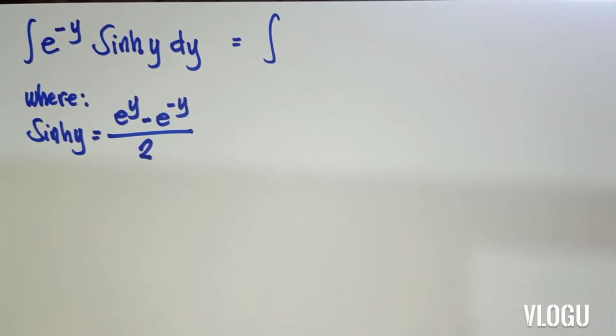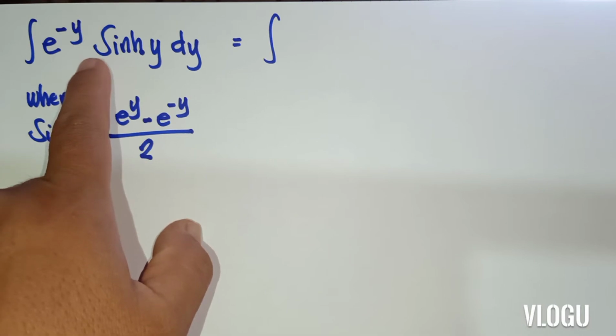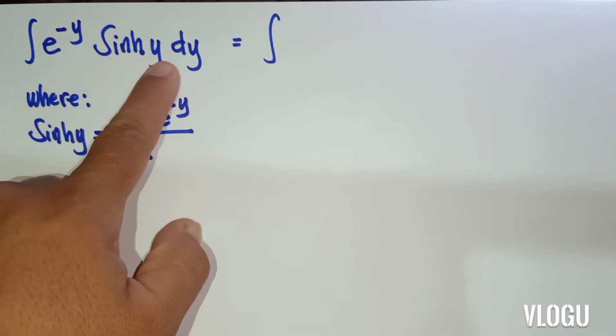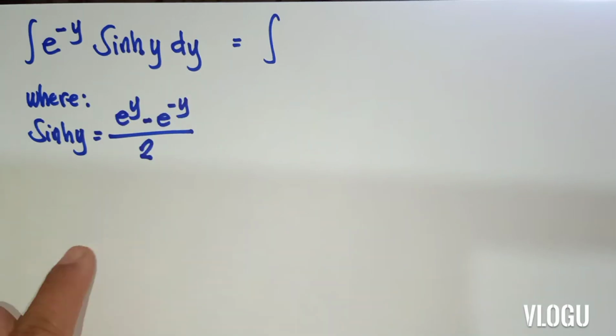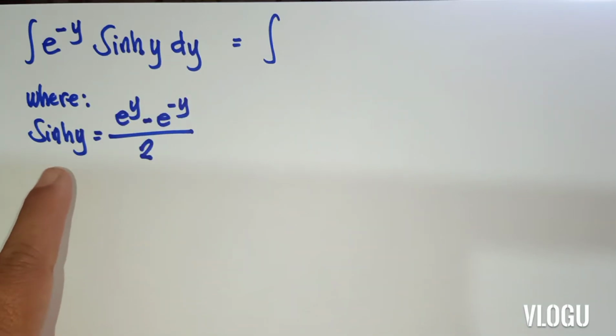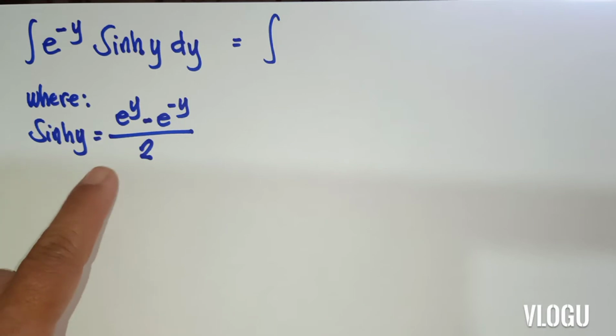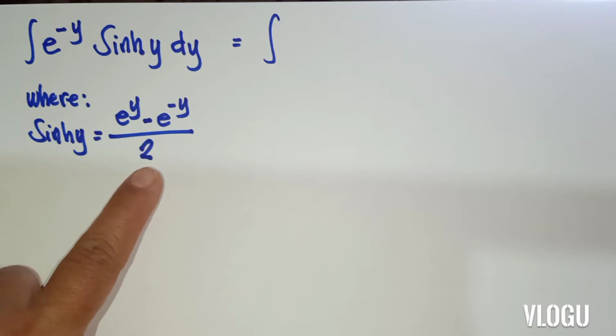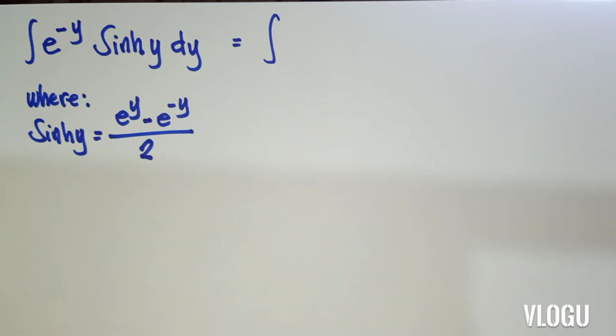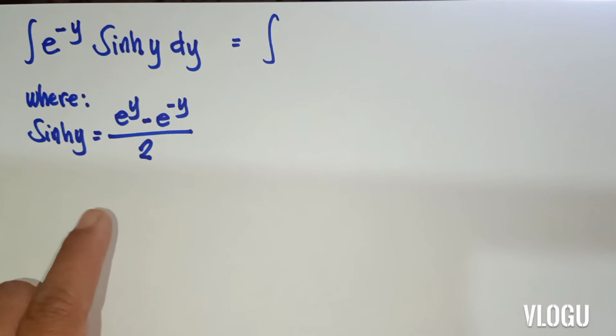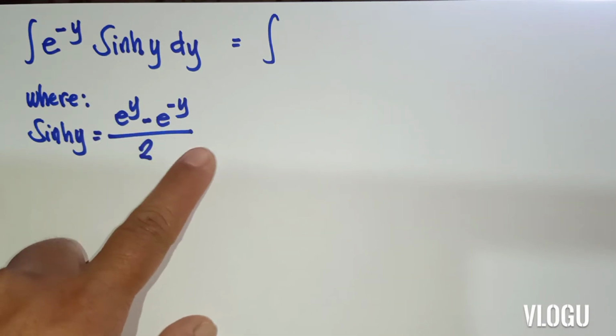So we have here our first example. The first example is the integral of e^(-y) times hyperbolic sine of y dy. From the definition, the hyperbolic sine of y is equivalent to (e^y minus e^(-y)) over 2. From that, we can substitute the value of sinh y with (e^y minus e^(-y)) over 2.